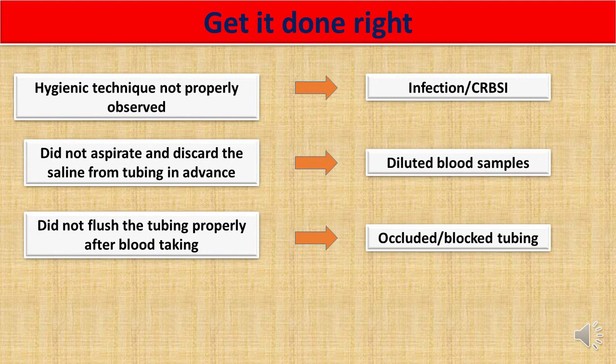And also, if you did not aspirate or discard the saline from the tubing in advance, your blood samples will be diluted. Lastly, if you did not flush the tubing properly, it will cause the tubing to be blocked or occluded.